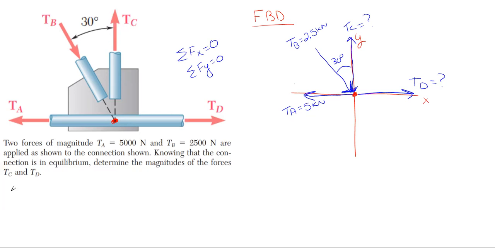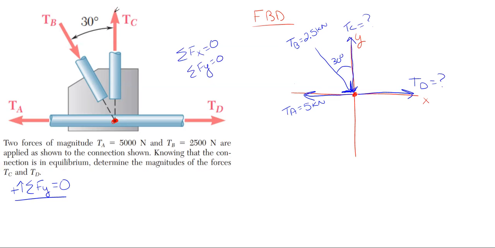So let's go ahead and let's just start with the y first. And it does not matter if you start with the x or y. Sometimes one is easier than the other, but in the end, you'll get the same answer. So I'm going to take all my forces in the upward direction as positive. Everything in the downward direction in the y will be negative, and they will all have to counteract each other to be zero. So T sub A, 100% in the x direction. Don't include it in the y.